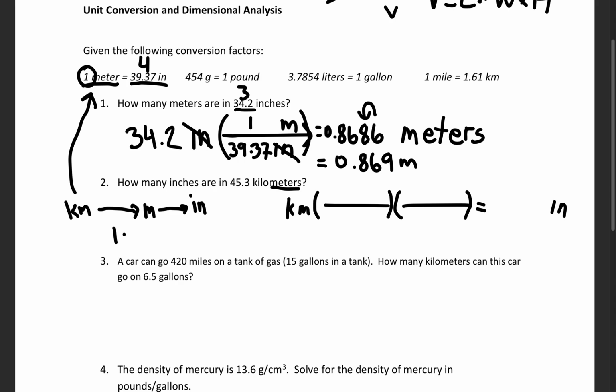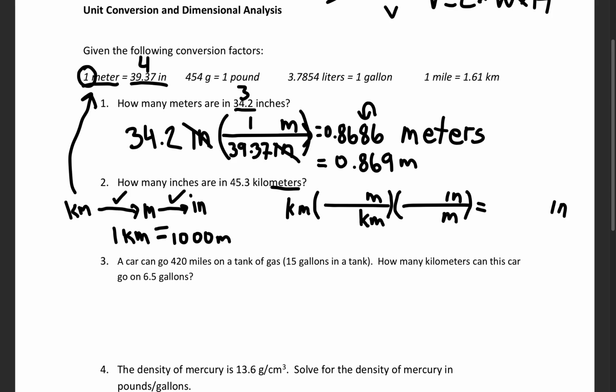All right. So let's put in some conversion factors. I know that 1 kilometer equals 1,000 meters, and I know that 1 meter is 39.37 inches. I need my kilometers to cancel out with meters, and that takes care of this conversion. Now I need my meters to cancel out with inches, and that handles this conversion.